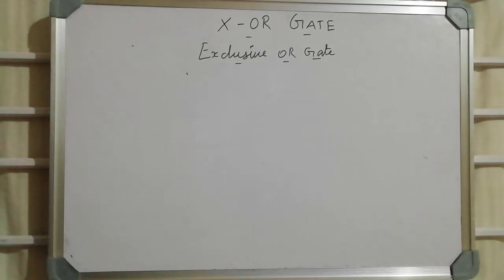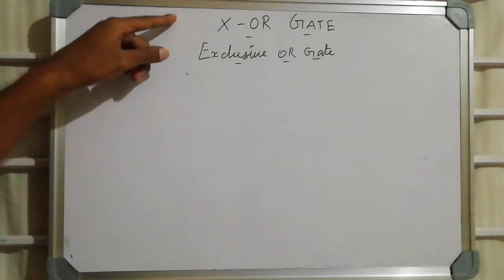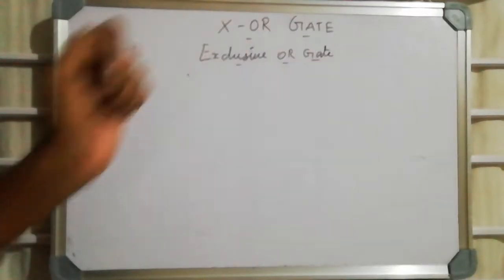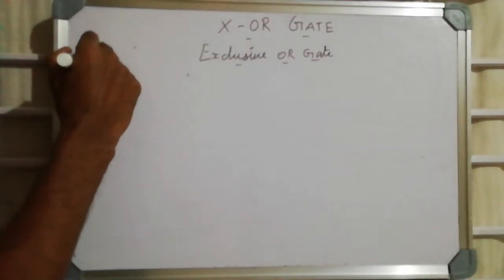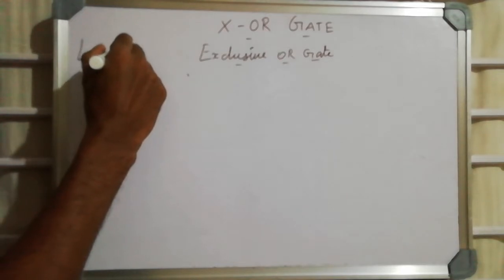In this presentation we are going to see about the XOR gate. The XOR gate can be called the exclusive OR gate. First we will see the logical symbol for the XOR gate.